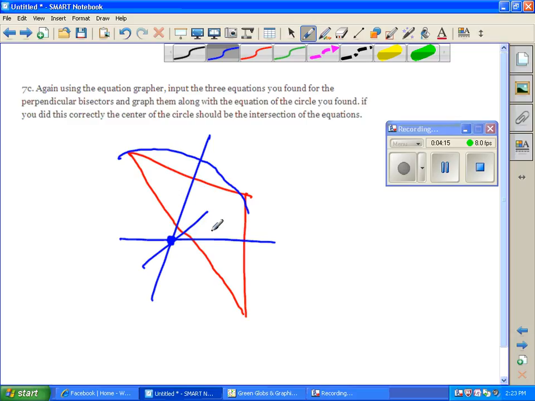So it's kind of a redundant check. Ideally, though, if you can put 7b and 7c on one graph, that's beautiful because then you have the triangle, the perpendicular bisectors, and the circle all in one. And that's actually the goal.